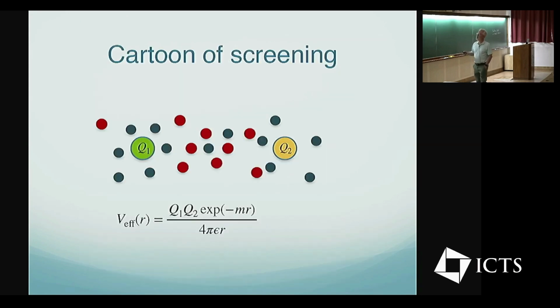And we all know how it happens, because basically, if this is a positive charge, then you have negative charges which come and screen these positive charges, and the positive charges move away. In terms of the effective interaction between charges, what you find is this Yukawa potential, which is the screened Coulomb interaction. This M in particle physics is the inverse Debye length.